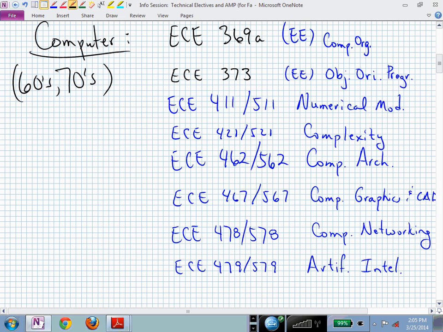Computer architecture then is a continuation of ECE 369A. Obviously, if you're an EE option and you have not taken ECE 369A, you shouldn't be jumping into 462, 562 next fall. Maybe you should start with 369A. Computer graphics and CAD, computer-aided design, ECE 467, 567. How do you rotate objects in the computer? What are the mathematics behind that? That's what you'll study in 467, 567.